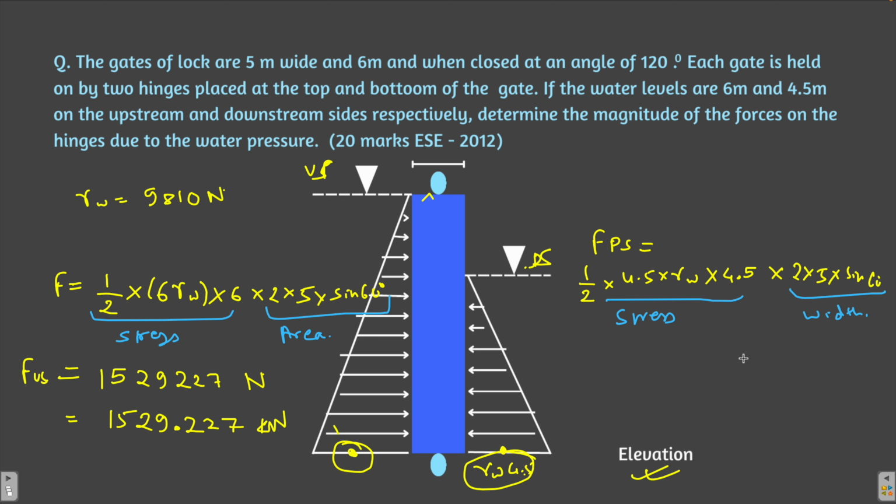So you are going to get the total force. Let me just calculate this total force for you. It is 0.5 into 4.5 into, again gamma w is 9810, into 4.5 into 2 into 5 into sine 60 degree. Sine of 60 degree. This will give you 860190 Newton. If you convert it, you will get 860.190 kilonewton.